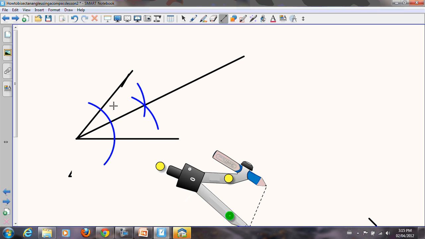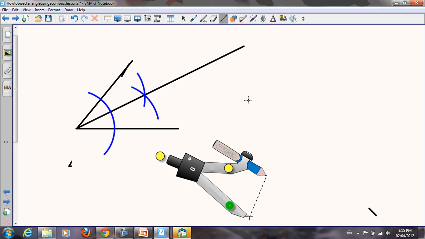Now you have just bisected the angle, and you don't even know what the angle is. It could be probably about 50 degrees, but we don't know. So if you have this little device, a compass, it's very easy to bisect any angle. Okay. Let's try another one.